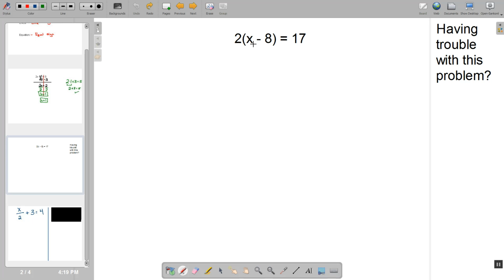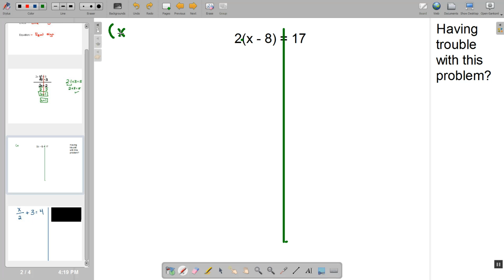But for right now, when you see a parentheses, the first thing you have to do in this problem is get rid of the parentheses. And the way you get rid of parentheses is by using the distributive property. Now, the distributive property means 2 times the value x minus 8. That means this value twice.